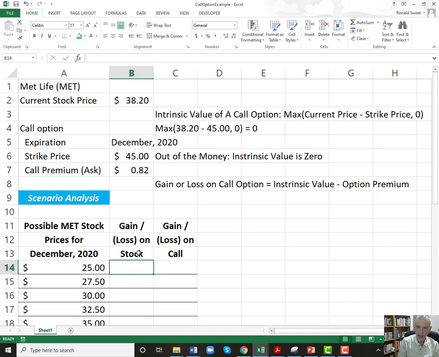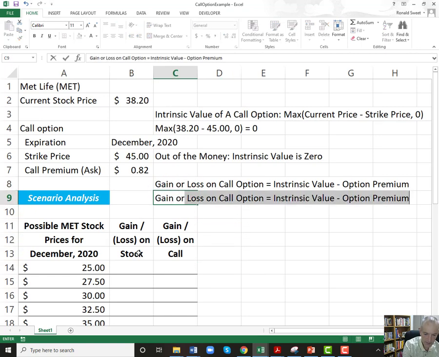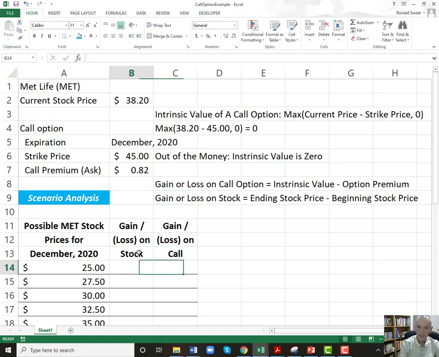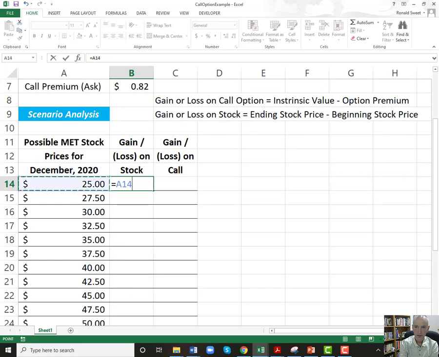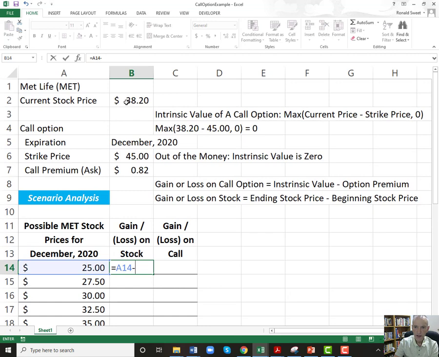Okay, so the gain or the loss on the stock is going to be the ending stock price minus the beginning stock price. So pretty straightforward. Here we're going to assume the ending stock price equals $25, minus what we started with, $38.20.